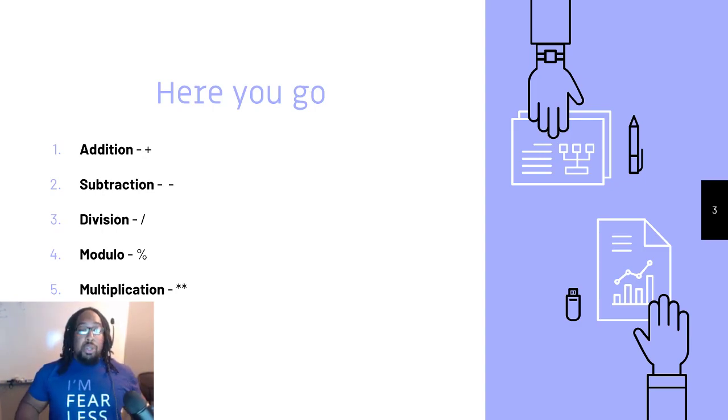So if you were to do 5 modulo 2, 2 goes into 5 twice, and there's 1 left over. So that will return 1, and we'll do that a couple times real time so you can kind of understand what that is.